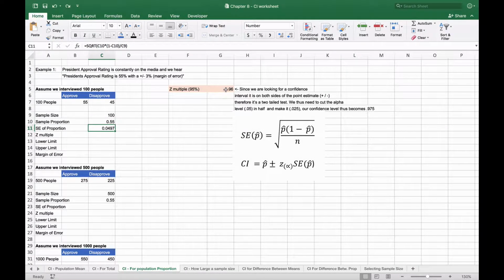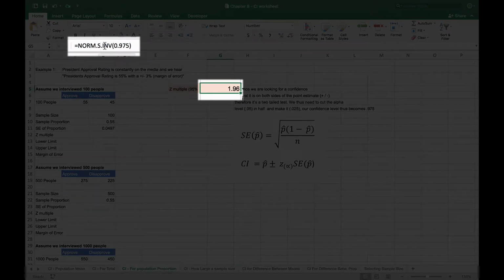Now to calculate our z multiple, we've done that over here, and the z multiple is 1.96 because we're going to be taking the NORM.S.INV, and again, remember, since it's 95%, we're looking at the 5% under the tail, which is going to be given by the 0.975 on the NORM.S.INV, the standard normal inverse function, which gives us the area under that curve. It tells us the point at which 0.975 of the curve is underneath. So we get 1.96.